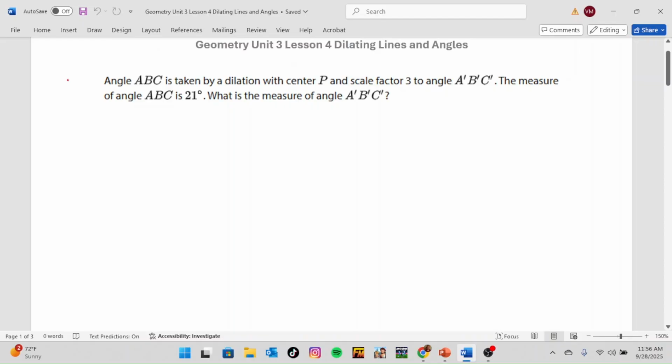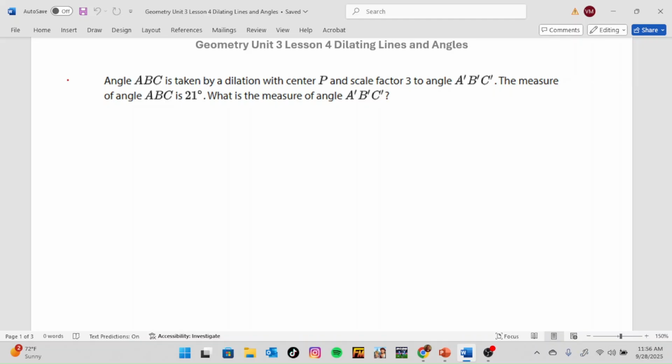Practice problem number 1 says that angle ABC is taken by a dilation with center P and scale factor 3 to angle A prime, B prime, C prime. The measure of angle ABC is 21 degrees. What is the measure of angle A prime, B prime, C prime?